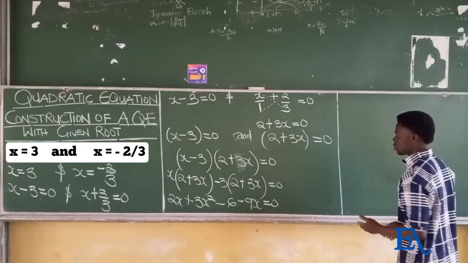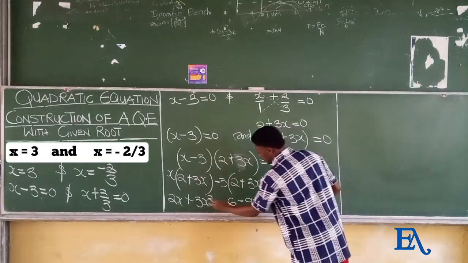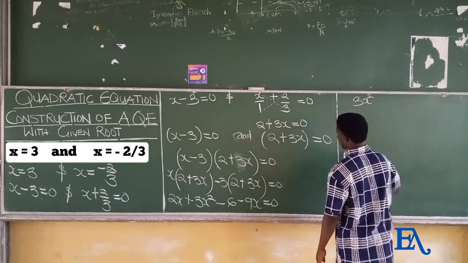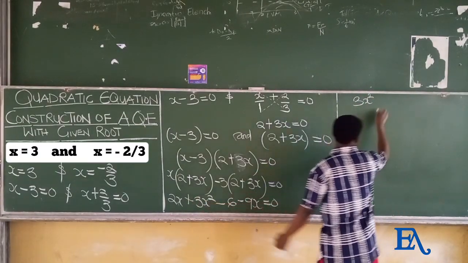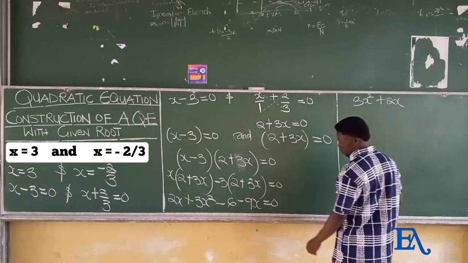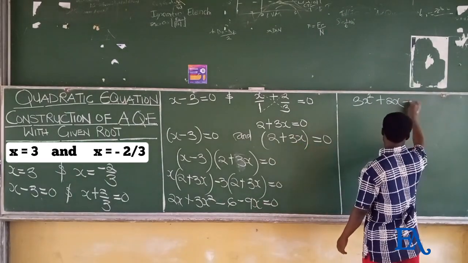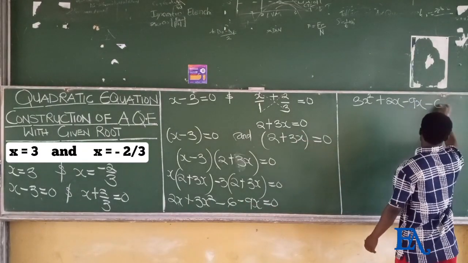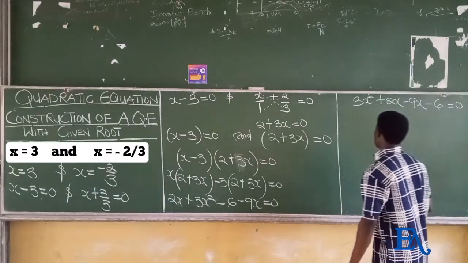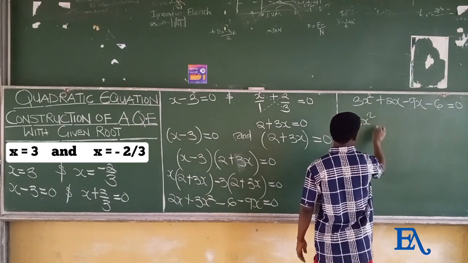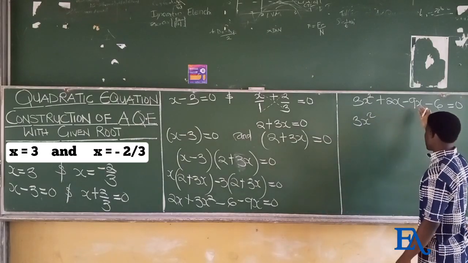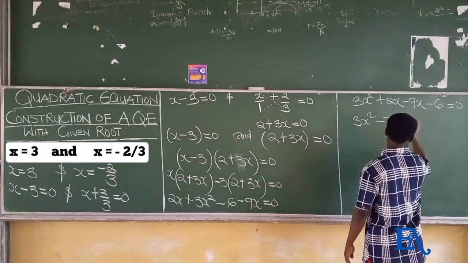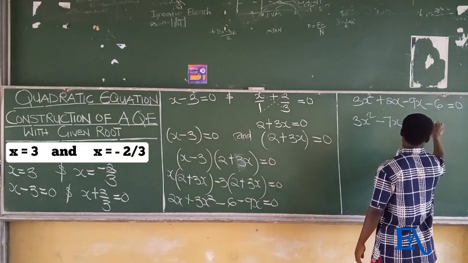By collecting like terms, starting with the term with the highest power, which is x squared, so we have 3x squared plus 2x minus 9x minus 6 is equal to 0. So we have 3x squared plus 2x minus 9x gives minus 7x minus 6 equal to 0.